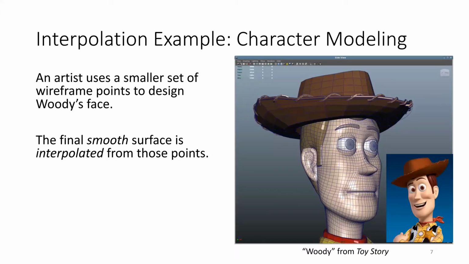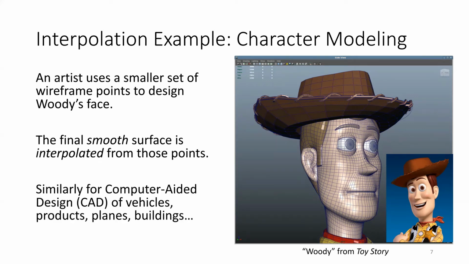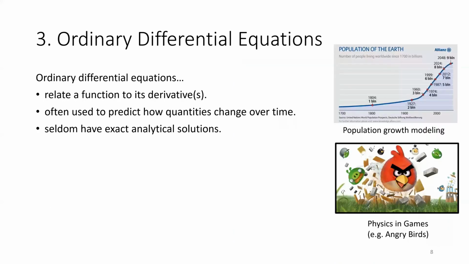Just to give you an example of where this kind of thing gets used in the quote-unquote real world, here's an image of Woody from the Toy Story movies. You can see in the image here, Woody is modeled as a polygonal, piecewise linear surface. But the final smooth surface is generated by smoothly interpolating. You can see in the bottom right here, Woody has nice, smooth rounded features instead of the sharp polygons you see on the larger image. And this same kind of technique is used in computer-aided design for designing vehicles, products, planes, buildings, and so forth.